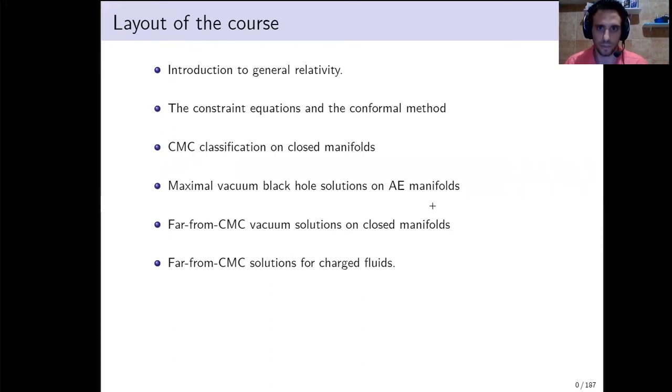Then we will go to the asymptotically Euclidean setting and present also constant mean curvature solutions that take into account black hole initial data. And finally, in the last 2 lectures, we will discuss far from CMC constructions, first on closed manifolds and for vacuum solutions, and then for asymptotically Euclidean manifolds, also contemplating charged fluids and black hole initial data. As a disclaimer, we will not be able to contemplate gluing constructions. This was something that we announced in the video promoting the course, but due to time constraints, this will not be possible.